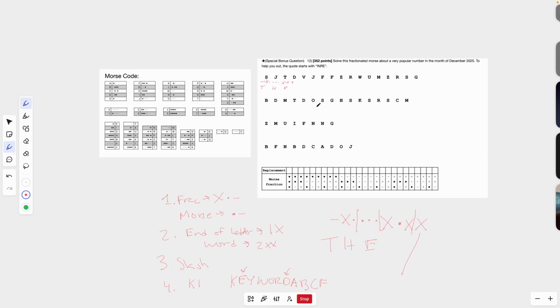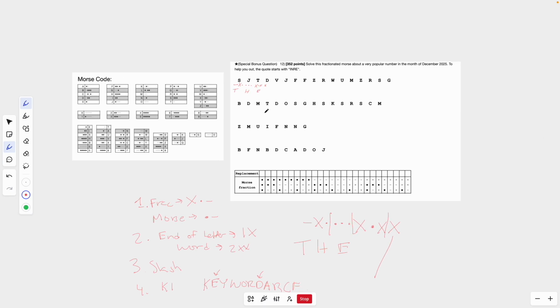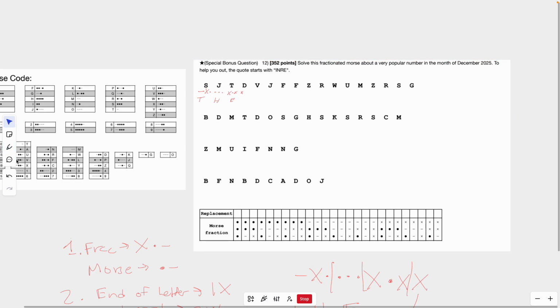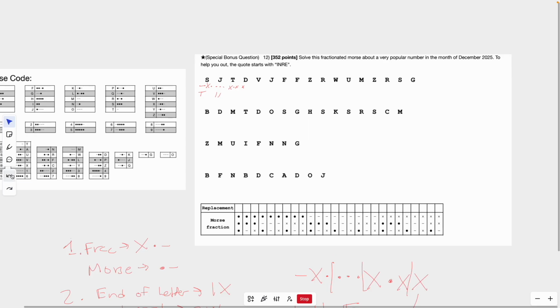Now we can begin solving it. Typically for the ciphers, you're going to be given a crib, like a clue. In this case, it says the quote starts with INRE. They didn't give spaces, so we have to assume that it could be one word or multiple words. We can try INRE first, and we can also try IN and then RE after. I think those are the only possible combinations.